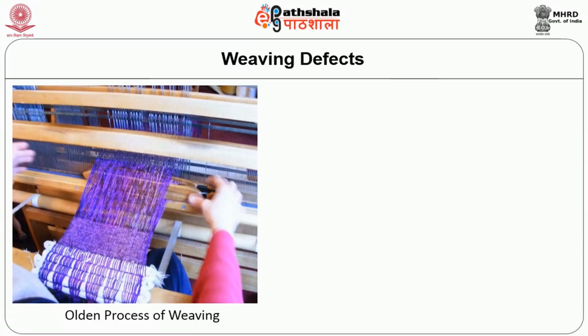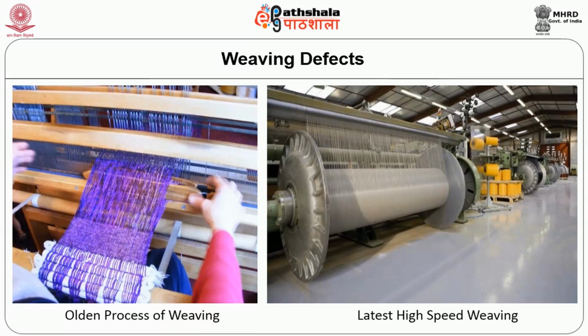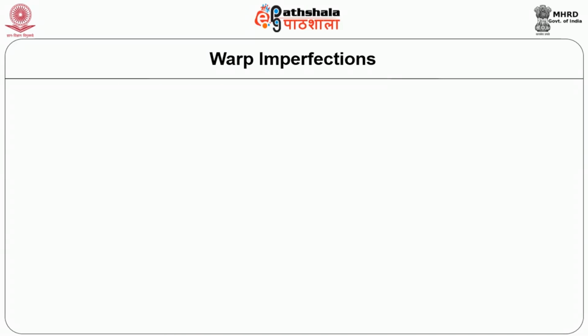For centuries, the process of weaving has remained unchanged. However, today's high-speed looms are complex equipment with automatic, mechanical, and electrical controls which are precision built, and require careful maintenance and fine adjustments. Warp imperfections.